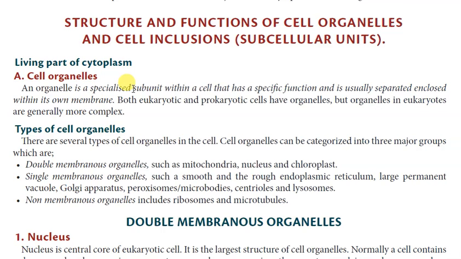So an organelle is the specialized subunit within a cell that has the specific function and is usually separated, enclosed within its own membrane. Both eukaryotic and prokaryotic cells have organelles, but the organelles in eukaryotic cells are generally more complex as compared to those present in prokaryotic cells. So kwa mfano tukizungumza flagella in eukaryotic is very complex as compared to flagella in prokaryotic, and even other organelles.